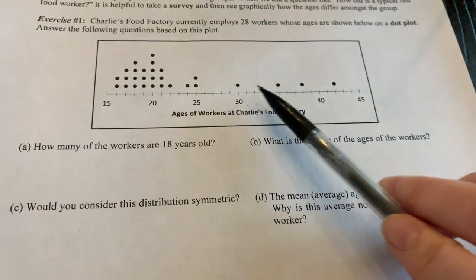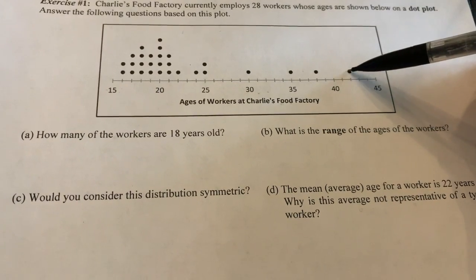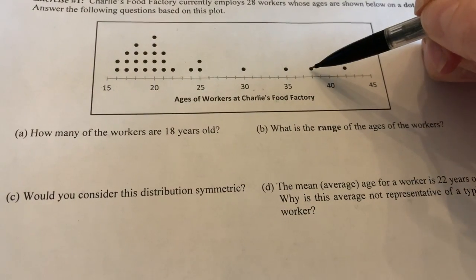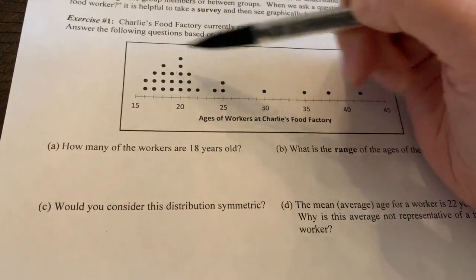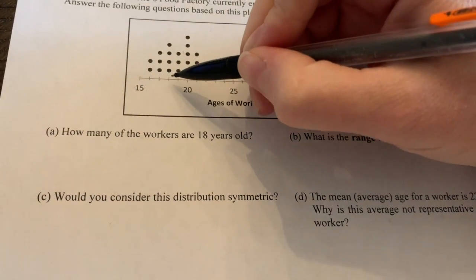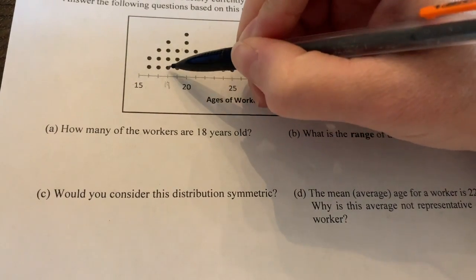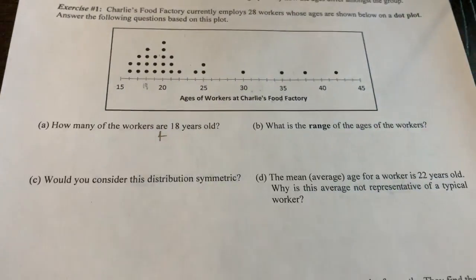And then you can see older workers are much fewer, right? So I've got someone here who's 42 years old and someone here who's 38. And so most of the people are young, right? So how many of the workers are 18 years old? You find 18, which would be here, and you just count 1, 2, 3, 4. So there's 4 18-year-old workers.